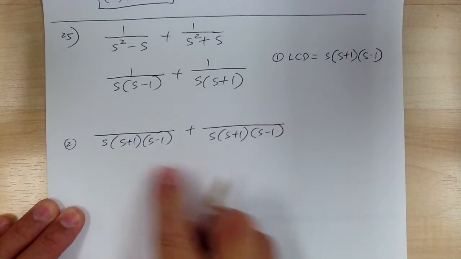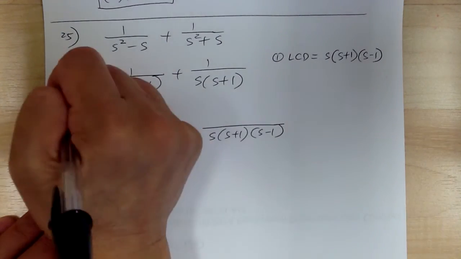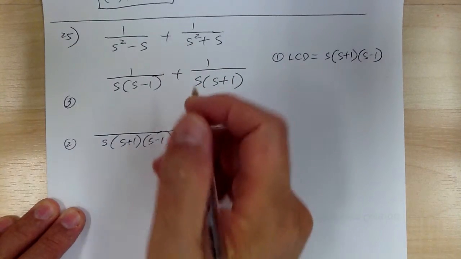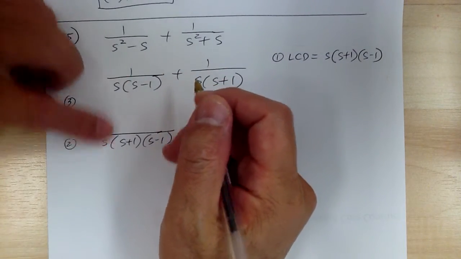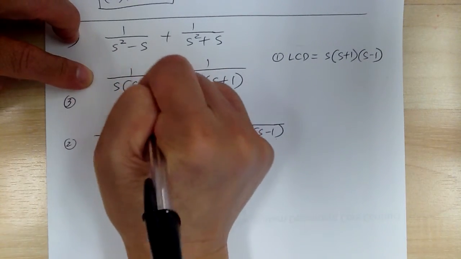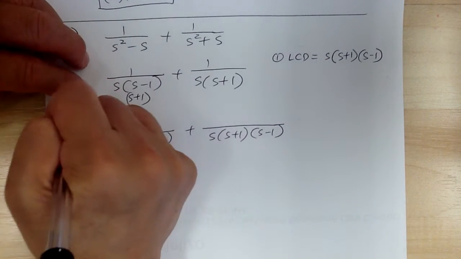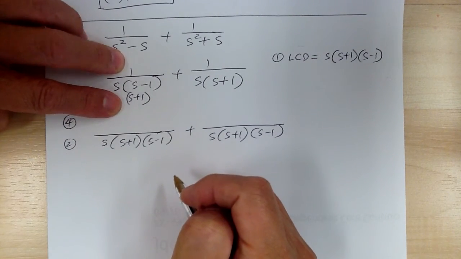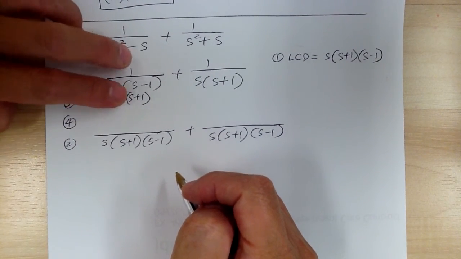So get your LCD ready. Then you do step 3, figure out what you are missing. So from here to here, you're missing the s plus 1. So you do step 4, multiply out. Okay, again, make good use of your fingers.